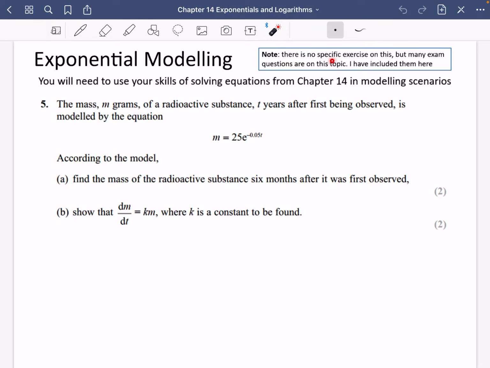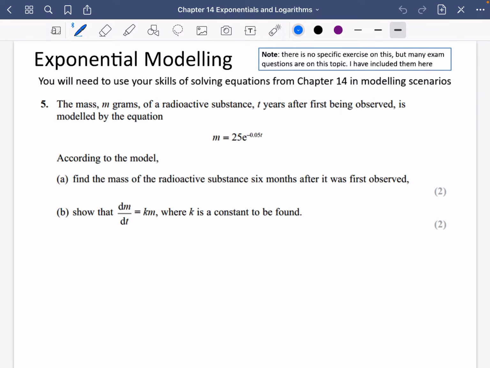And it's interesting, for the ones that include solving equations, there is no specific exercise on this, but there are many exam questions on the topic, and I'm going to include them here. So I'm going to do this one as a recap, the next one is a demo, and then you can also try some of the other ones in the remaining part of the video.